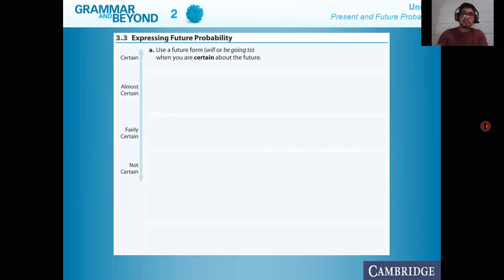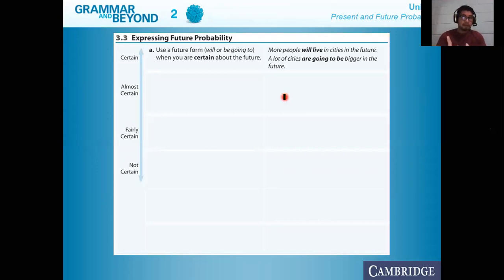Let's move on to the uses as well. When we're talking about future probability, you have the same scale. That is certain, almost certain, fairly certain, and not certain. Use the future will or be going to when you're certain about the future. For example, more people will live in cities in the future, and a lot of cities are going to be bigger in the future. You see that in this case, we're making a guess, right? Because we cannot be certain about the future.